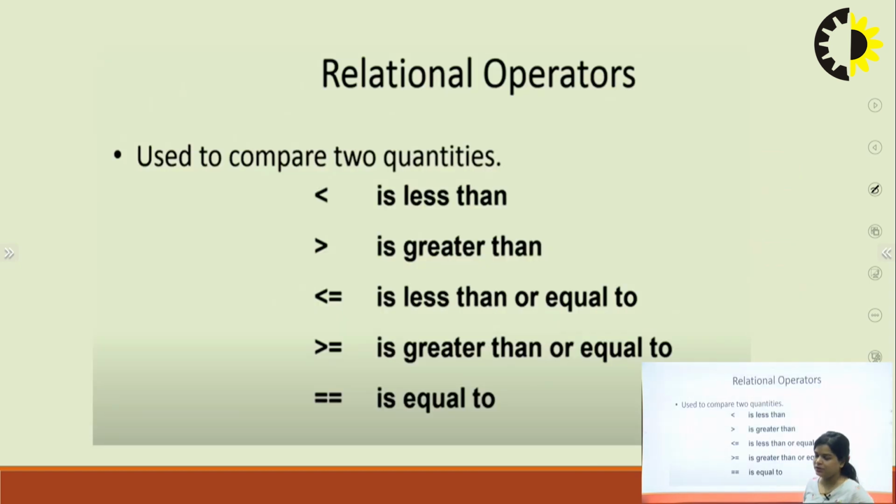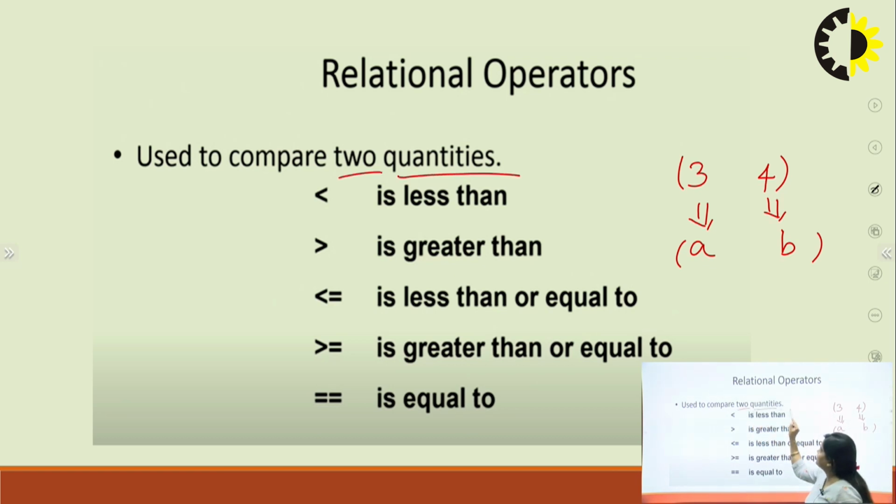Further, we have another operator in our list, which is known as the relational operator. What it does is show the relation between two operands, or two statements, or two expressions. Let's say we have two operands, 3 and 4, or let's say 3 is A and 4 is B. These are operands. Now we have to show the relationship between them. Between two quantities, it shows the relationship.